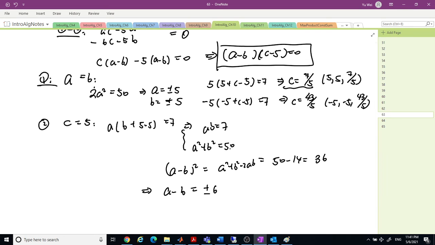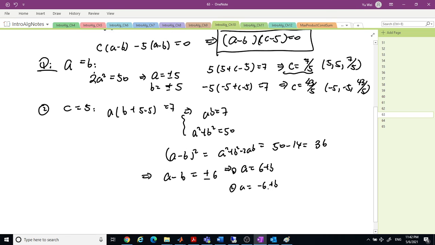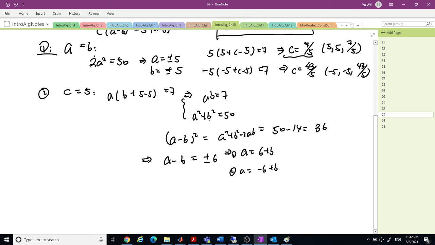So if A minus B is plus or minus 6, right? So we can see A equals 6 plus B, or A equals negative 6 plus B. Okay, now let's put them back. A equals this, A equals this. We can put them back to here, okay?